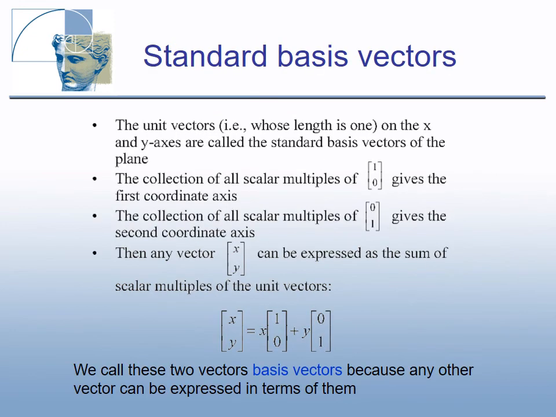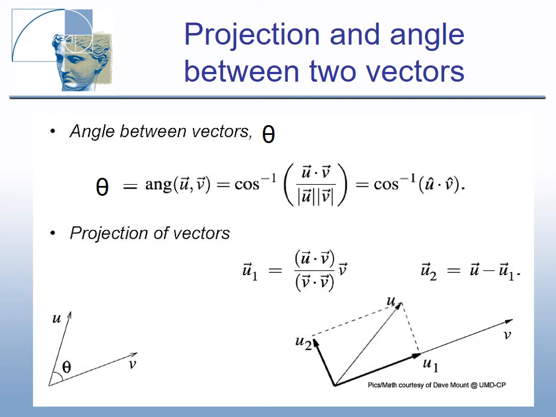The unit basis vectors are called the standard basis vectors. Any vector can be expressed as the sum of scalar multiples of the standard basis vectors. An angle between vectors can be calculated using two independent definitions of a dot product given above. It is equal to the inverse of cosine of dot product between normalized vectors. Projections of the vector u on vector v can be calculated without angle values as shown in the slide.